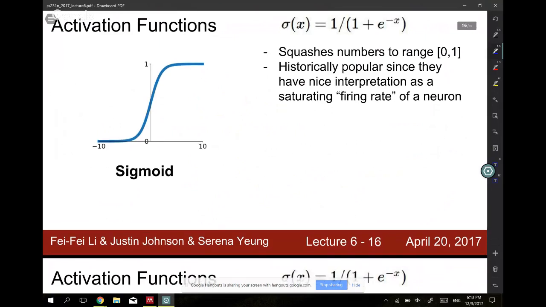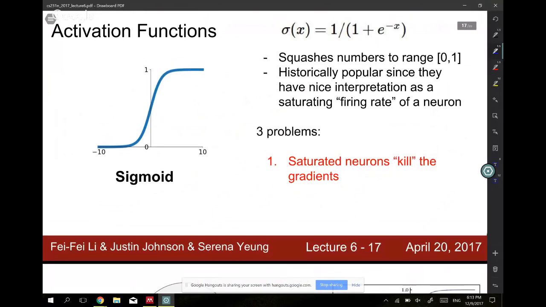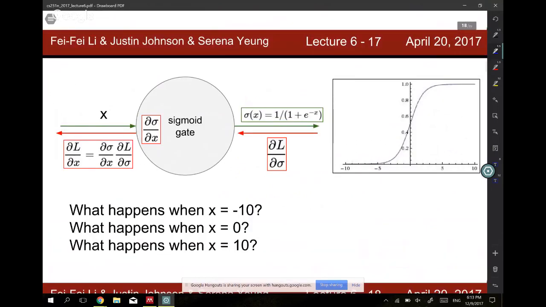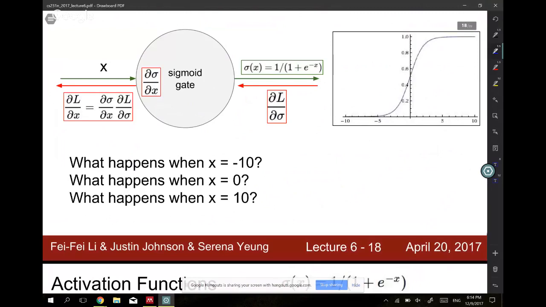Okay, next. If you look at this function more carefully, we will find there are some problems with it. The first is that saturated neurons kill gradients. What does this mean? Let's look at the sigmoid gate. We have some input X and the output of the sigmoid function. During backpropagation, we have the upstream gradient, dL/dσ, passing down. Then we multiply it with the local gradient, dσ/dX. Then we chain them together to pass to the downstream network.